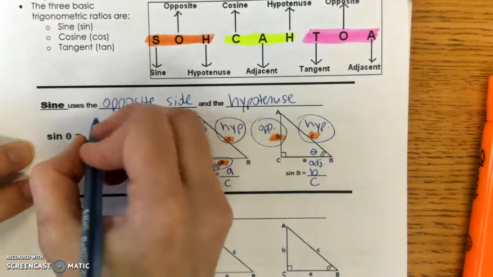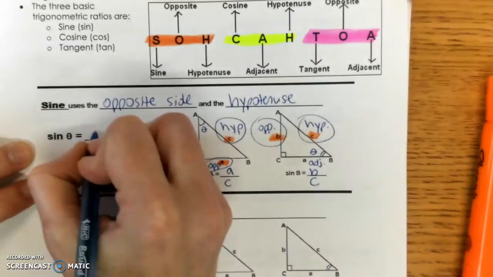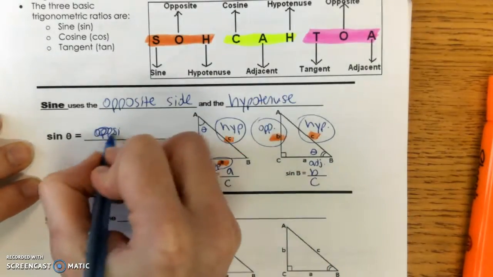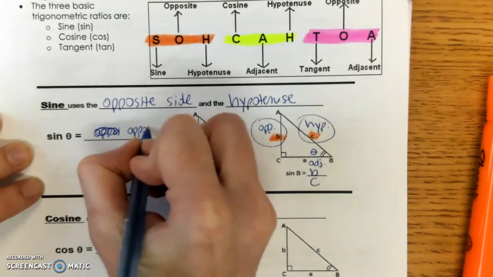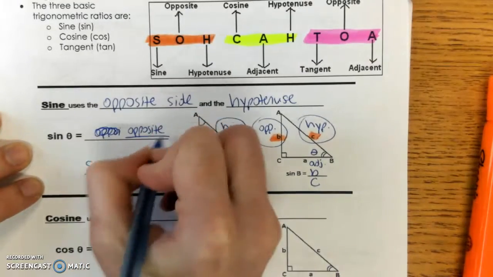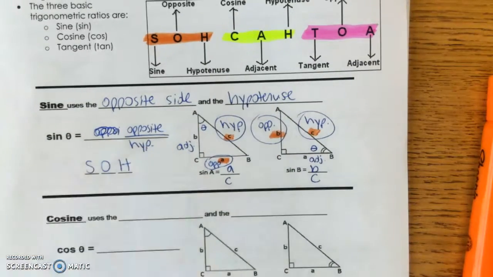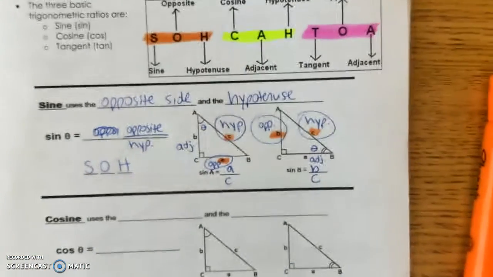So we know that sine of theta is going to be opposite over hypotenuse.